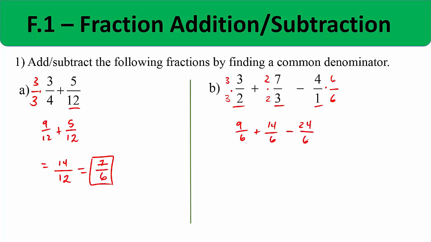24/6. So if we take 9 plus 14, I'll do this in 2 steps. I get 23/6 minus 24/6. And if we subtract the numerators here, we get -1/6 as our final answer.